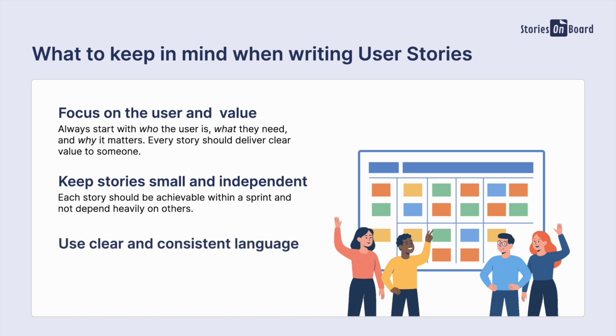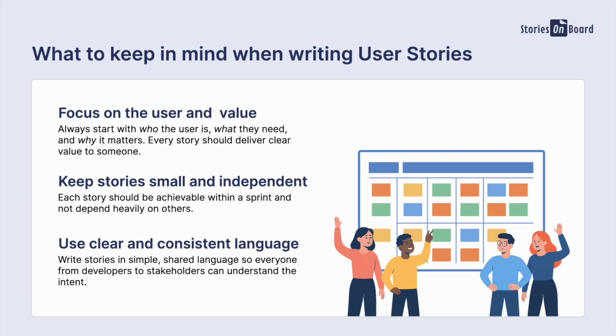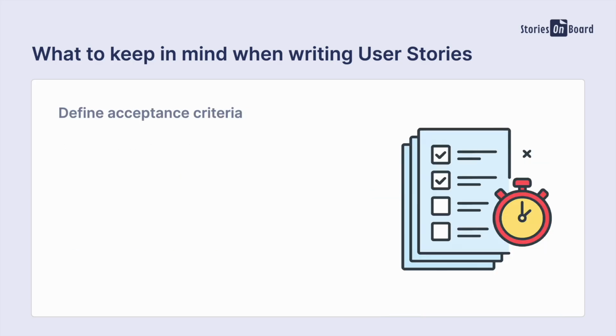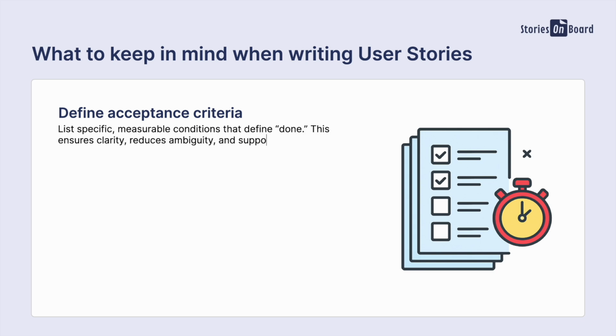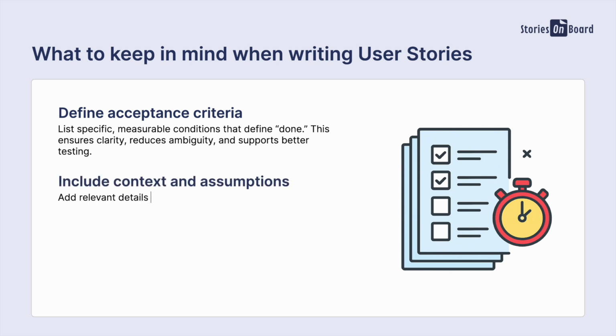When we are writing stories, we should use clear and consistent language. Avoid technical jargon. Write stories in simple, shared language so everyone from developers to stakeholders can understand the intent. Define acceptance criteria. List specific, measurable conditions that define the done. This ensures clarity, reduces ambiguity, and supports better testing. Include context and assumptions. Add relevant details such as mockups, data examples, or business rules, but be careful to avoid turning the story into a full specification.